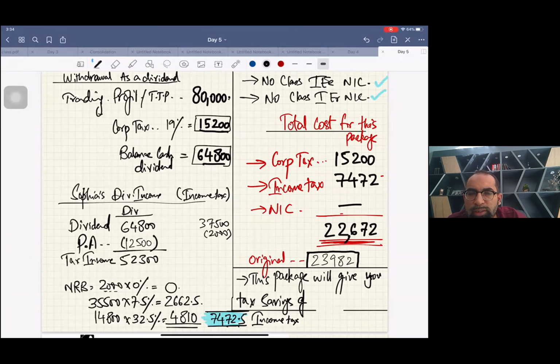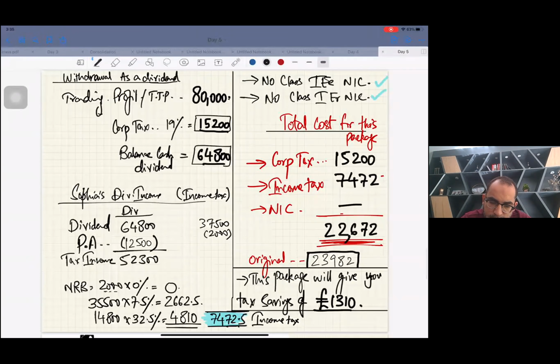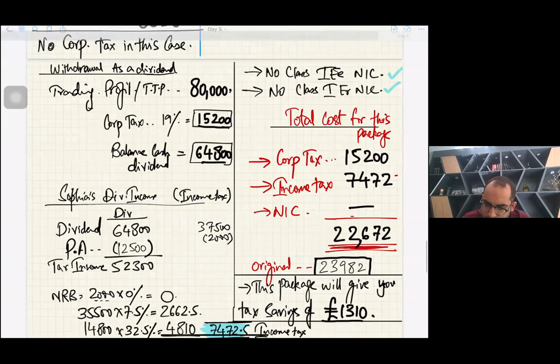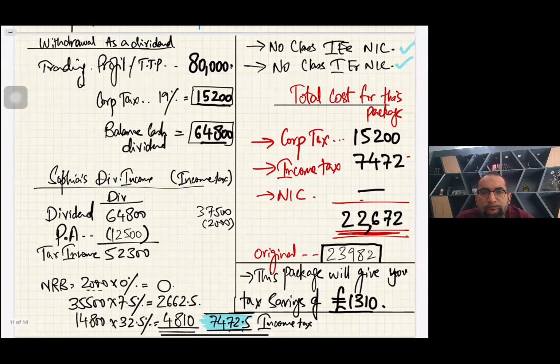My dear student, can you take the difference, please? 1,310. She can save 1,310 pounds. That's the end of this question. Did you understand? Tell me. Did you understand this question? Please be assertive. We did this question through two packages.